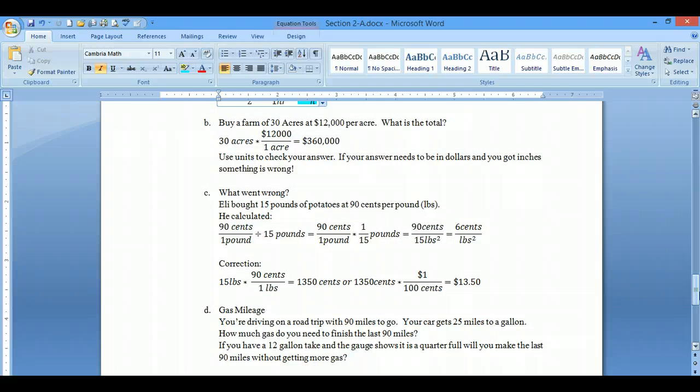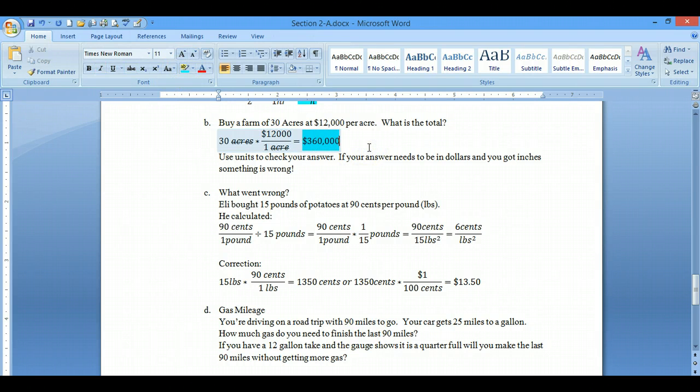Buy a farm. So you decide to buy a farm of 30 acres at $12,000 per acre. What's the total? Now some of you say, I know how to do this without units. That's fine, you can go ahead, but we're going to use units because it verifies that my answer really is true. So I have 30 acres, and here's my conversion, 12,000 per acre. Remember, per is divide, so I'm going to create a fraction of 12,000 over 1 acre. The acres will cancel because I have one on top, one on the bottom. 30 times 12,000 gives me 360,000, and nothing's left on the bottom but a 1. Anything divided by a 1 is the value, and highlight my answer.